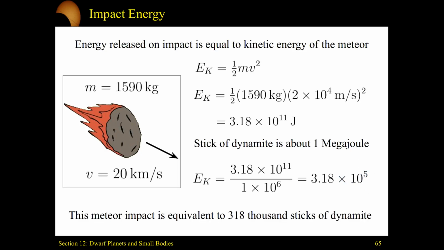What we're saying is that this meteor impact, just this tiny car slamming into the surface of the planet, is equivalent to 318,000 sticks of dynamite. So much energy is packed into this rapidly moving object.